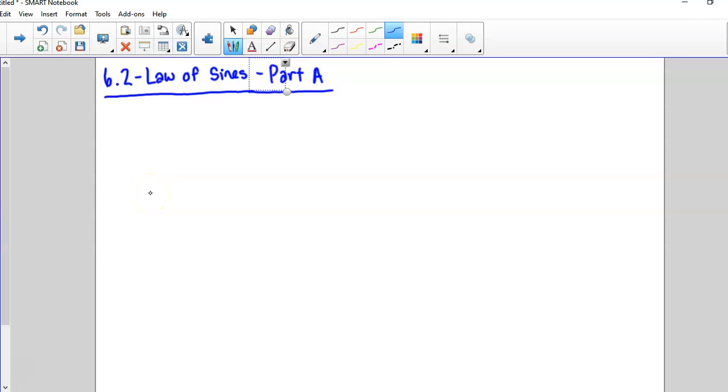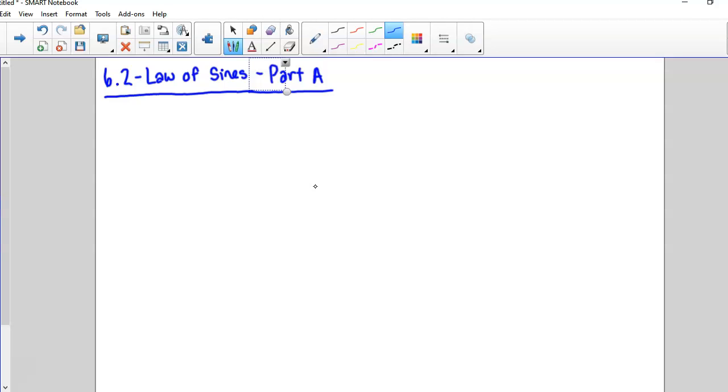So, trig, we know we can use whenever we have a right triangle. However, there are lots and lots of triangles that we encounter every day that are not right triangles. So, it would be helpful if we had some formulas that we could use for triangles that are not right triangles, and we do. So the one we're going to focus on today is the law of sines.